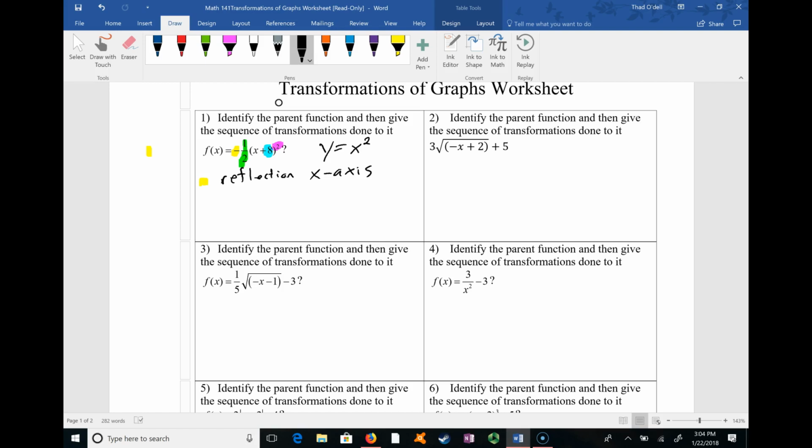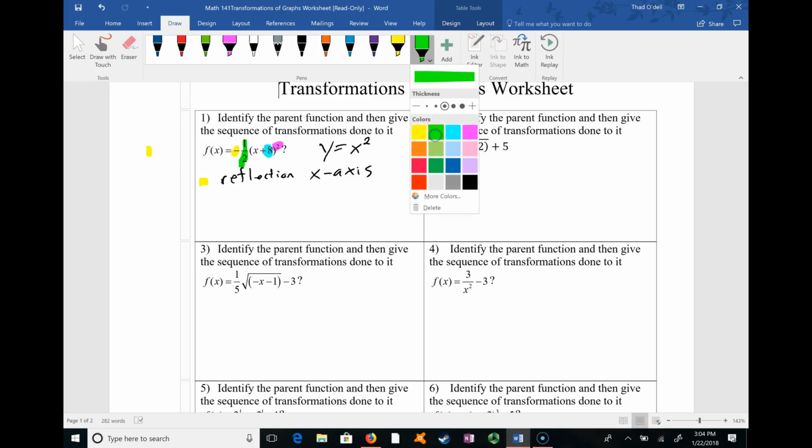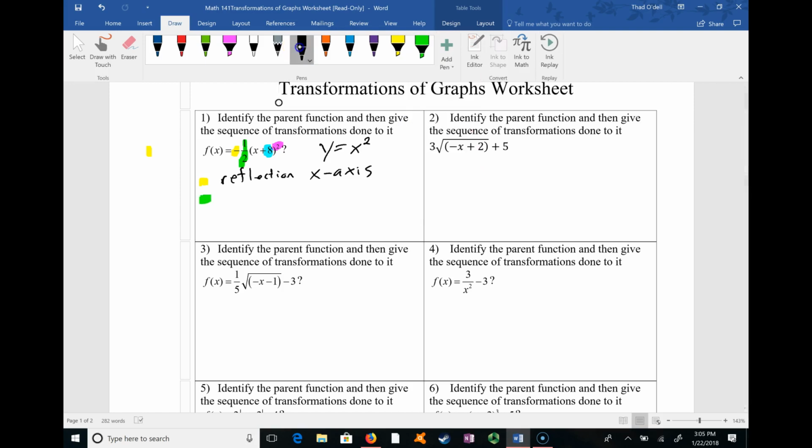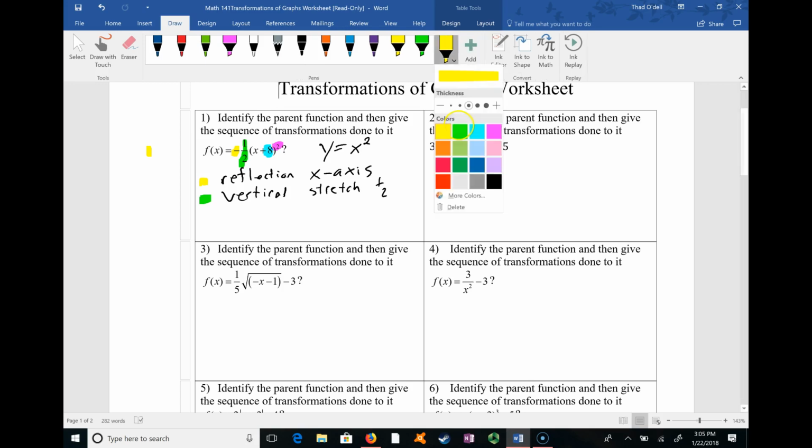Okay. So then we go to the green. It's fun with highlighters, isn't it? So the 1/2, that's multiplying by 1/2 on the outside. If you look on the grid, multiplying by 1/2 on the outside would be a vertical stretch by 1/2. So we're going to say vertical, and because it's on the outside, it behaves just like we think. Vertical stretch by 1/2. And then finally, we have to figure out what happened with the blue.